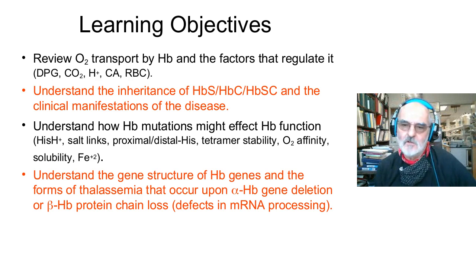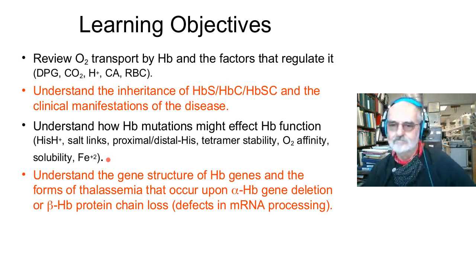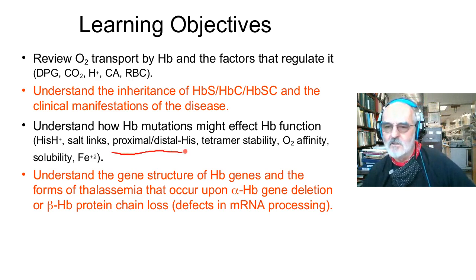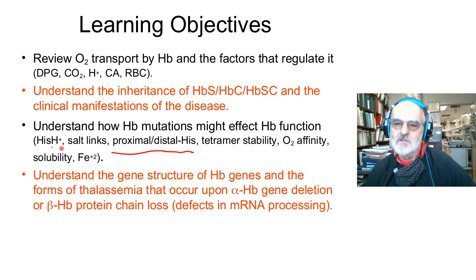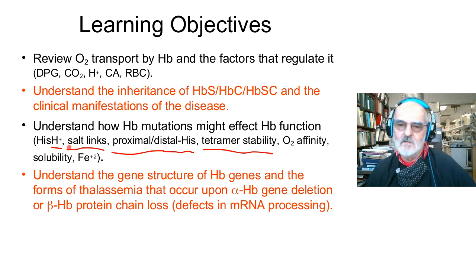In general, you need to understand how hemoglobin mutations might affect function. Specifically, you know that there's a proximal and distal histidine that is involved in oxygen binding. But you know that there's also some histidines that are involved in binding the Bohr proton and establishing salt links that stabilize the deoxy state, or the low affinity state, or the T conformational form. So you appreciate some features about tetramer stability and what causes this conversion between R and T, and how oxygen affinity is associated with that.